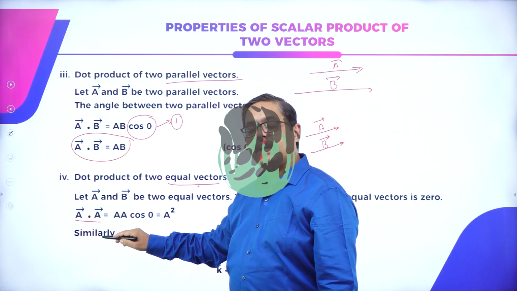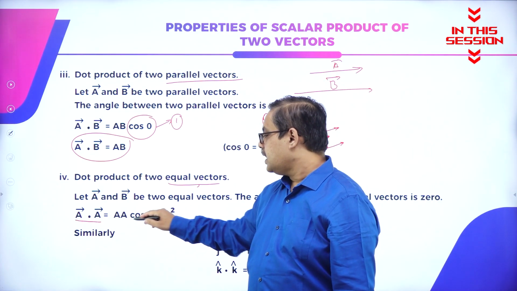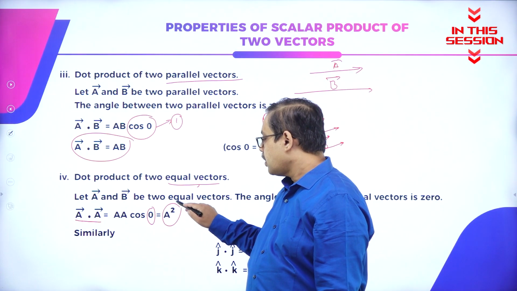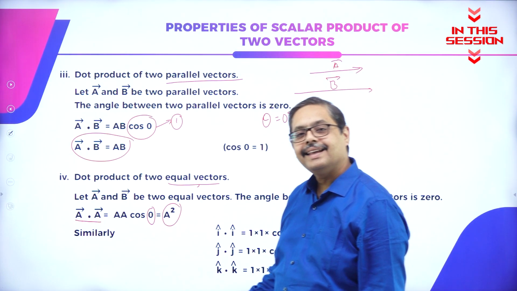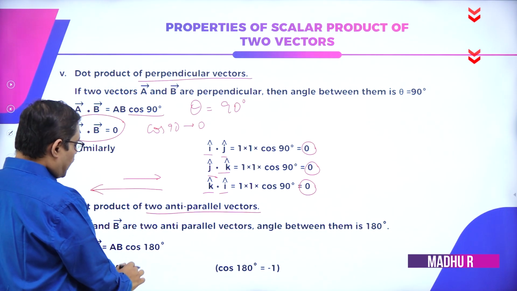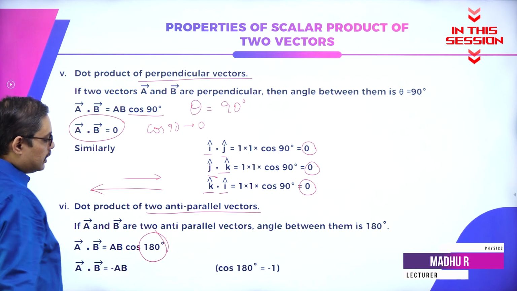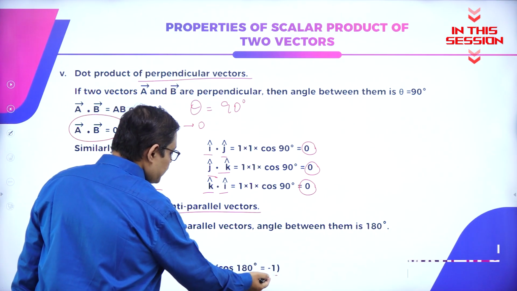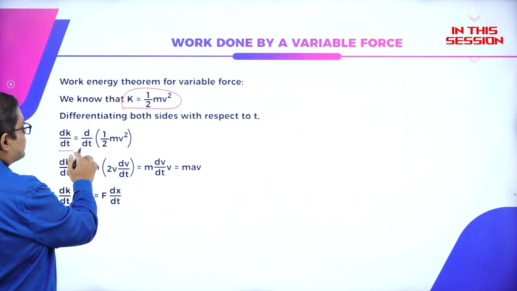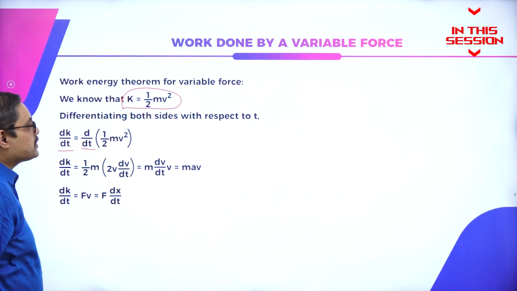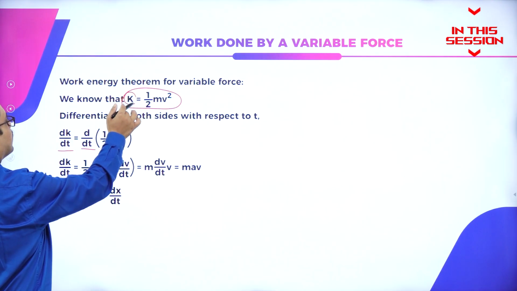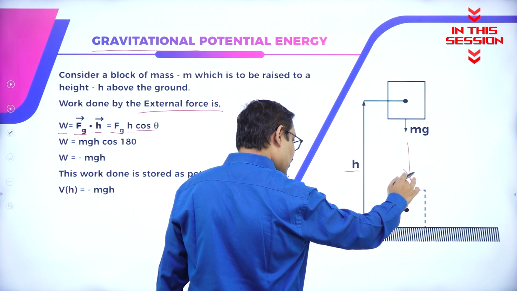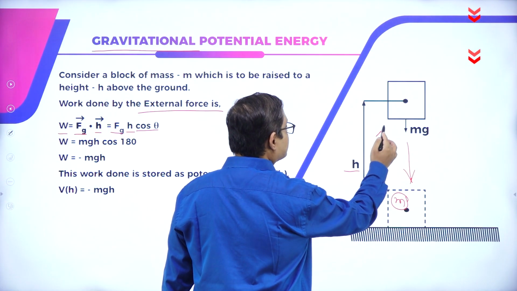Instead of A dot B, I'll write it as A dot A. It will be AA cos 0 because the angle will be 0. So the dot product of two equal vectors will be A square. Once the vectors are acting in opposite directions, the angle will be 180 degrees. What is cos 180? It is minus 1. dK by dt is d by dt of half mv square. We know that half mv square is nothing but the kinetic energy. The gravitational force is acting downwards, whereas the lifting force is acting upwards.